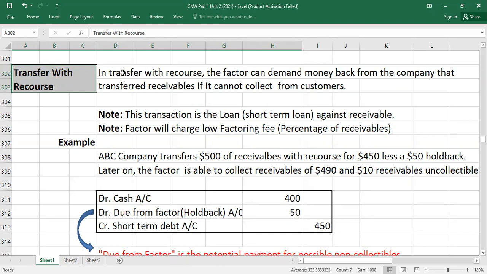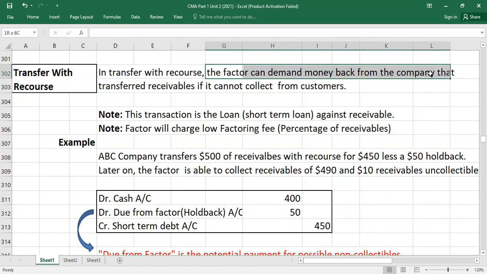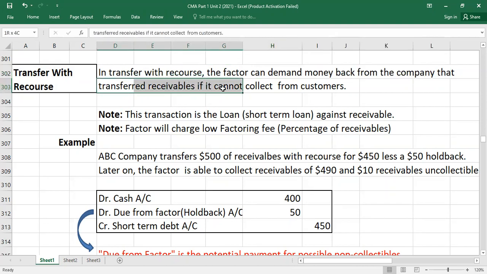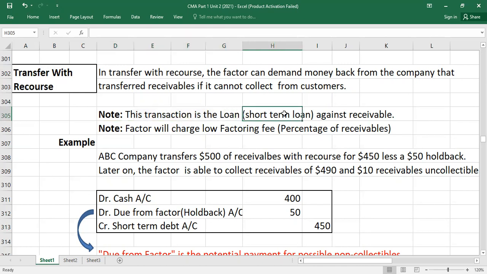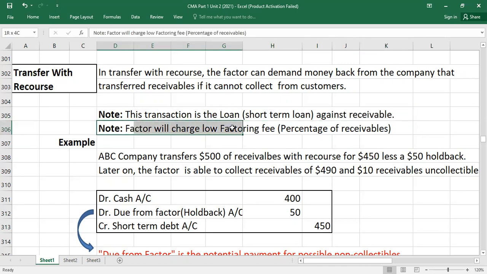So have a look here. In the transfer with recourse, the factor can demand money back from the company that transferred the receivable if it cannot collect from the customer. It means here we did not transfer the risk of bad debts. So note, this transaction is a loan, it is not a sale of receivable, because we just give the invoices as security. And this loan is a short-term loan against receivable invoices. Another note we have here: the factor will charge a low fee. Why will the factor charge a low fee? The factoring fee is always a percentage of receivable. Why could it be low?